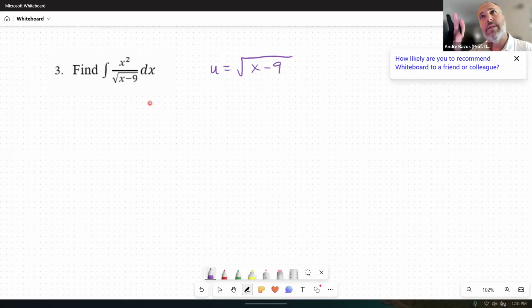I used to just make it the stuff under the radical, and then some of my students have shown me in the past that it's pretty nice to use the radical, and let's see what happens. And this is going to be a cool one. I can see it already.